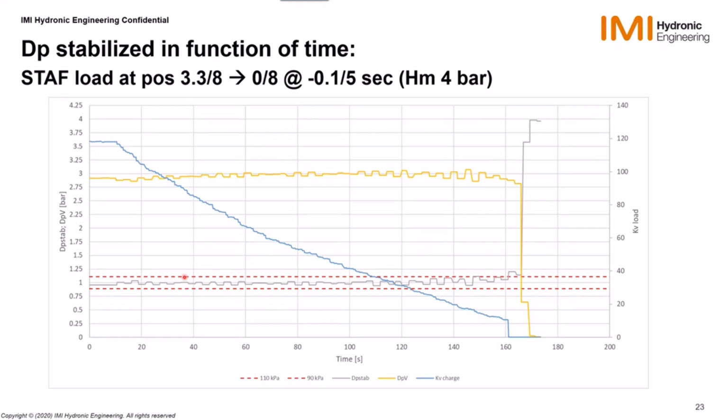The red dashed lines are just an indication for you to see plus minus 10% on the set value, so that you get an indication of how the Smart DP is able to stabilize.